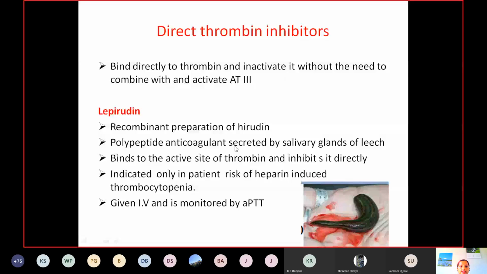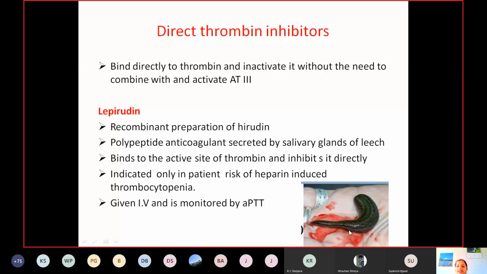So it binds directly to the thrombin and inactivates this thrombin, activated factor 2, without the need to combine with an activated AT3. In this condition, antithrombin 3 is not required. So these drugs will go and directly bind to the activated thrombin and inhibit its action, thereby inhibiting the coagulation cascade.